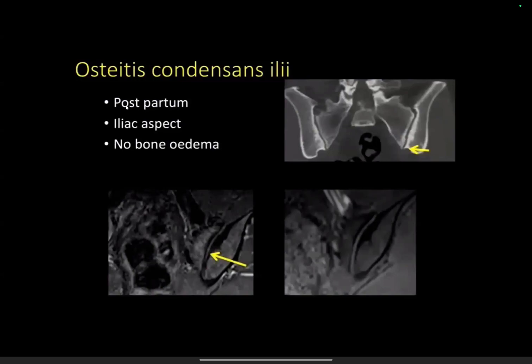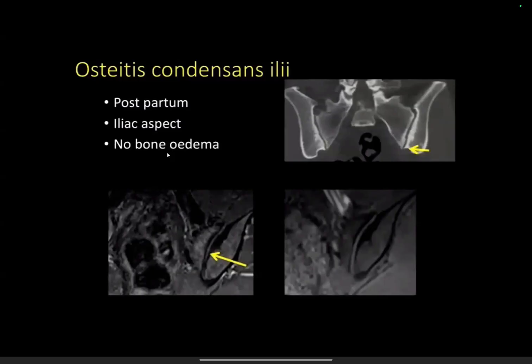What is it? It's a postpartum condition. It's seen along the iliac aspect. So because of the pressure of the growing fetus on the bilateral SI joint, there is sclerosis along the iliac aspect of bilateral SI joint. Classically, because of its chronic nature and slow growing nature, it's got no marrow edema till the time the patient comes to us generally.